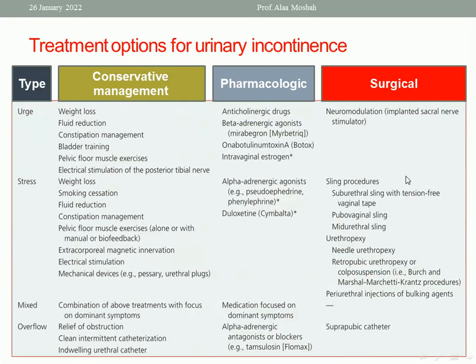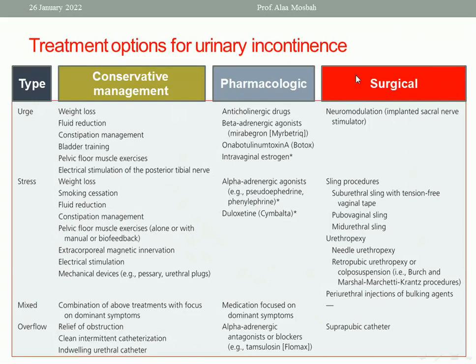Look at this table, please, because it is very important. It summarizes the treatment options of all types of urinary incontinence, okay? Please look here. We will start with urge incontinence. What is the conservative management? Weight loss in obese patient, fluid reduction, constipation management, bladder training, pelvic floor muscle exercise, electric stimulation of the posterior tibial nerve. What is the pharmacologic treatment? Anticholinergic drugs, beta-adrenergic agonists, intravaginal estrogen.